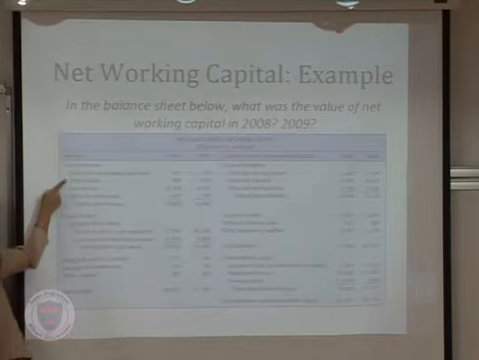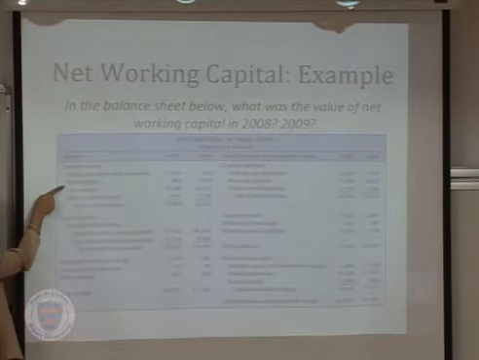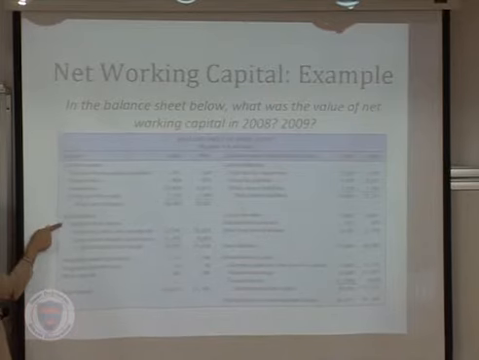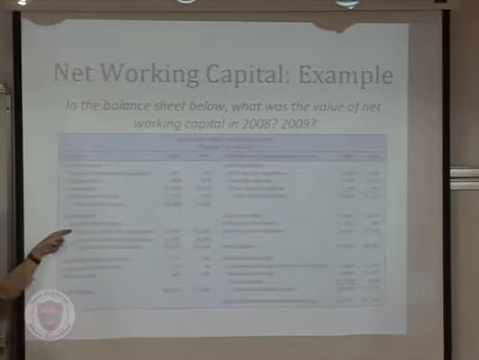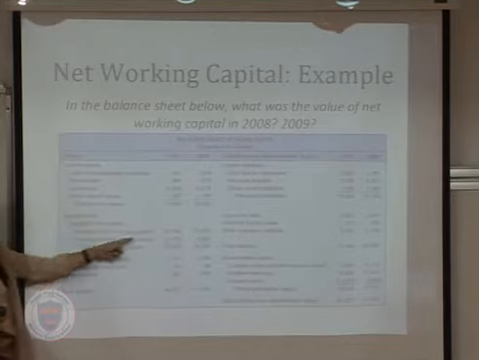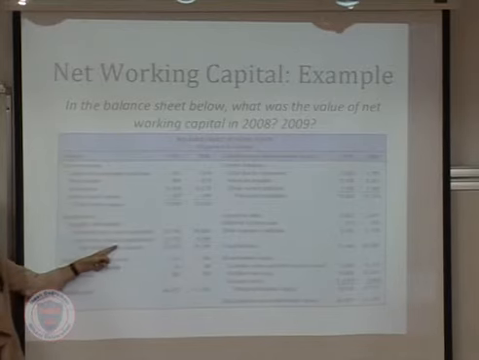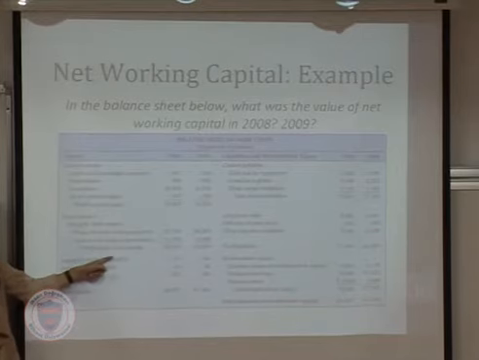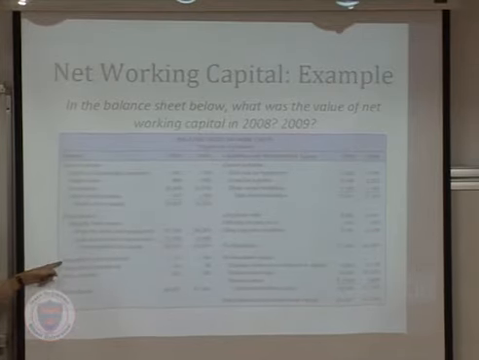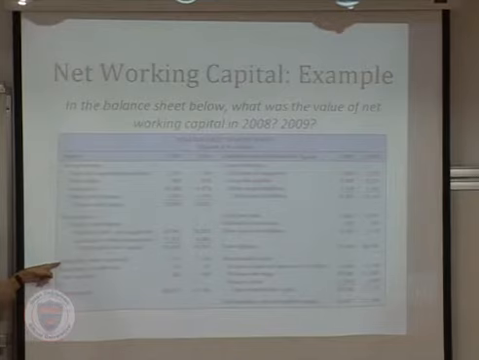So here I have cash and marketable securities, accounts receivable, inventories, other current assets. Then we have fixed assets, tangible fixed assets, plant, property, equipment, minus accumulated depreciation. So it gives you the net tangible fixed assets. You have the intangible assets.